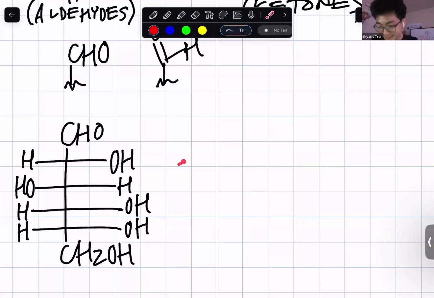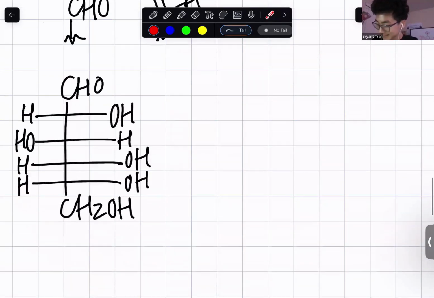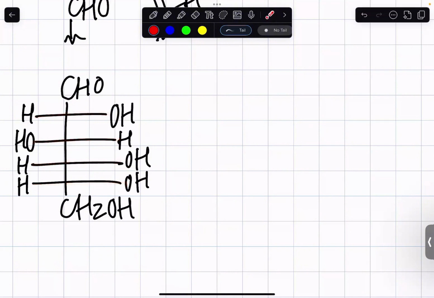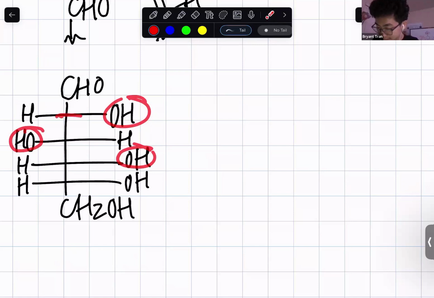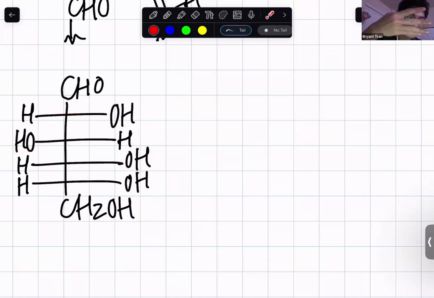There is a trick that I use to memorize glucose. Use your right hand. These 4 horizontal lines are going to be your fingers. Where the alcohol points is the direction of your finger. This is your index finger, middle finger, ring finger, pinky. Index finger goes to the right, middle finger goes to the left, ring finger and pinky go to the right.